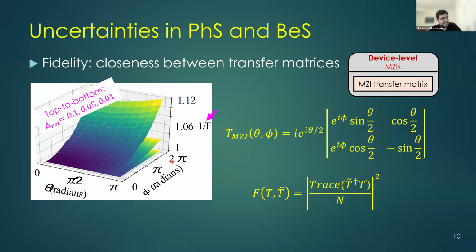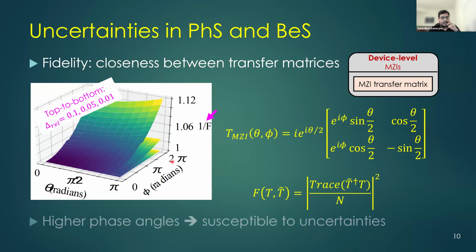MCIs with higher theta and phi phase angles are more susceptible to uncertainties than MCIs that have phase angles pretty close to 0. And as we'll see later, this will be a very nice motivation for us to try out model compaction or pruning approaches for photonic neural networks. So this is where that motivation comes from. A higher phase angle means that our network is more susceptible to uncertainties.